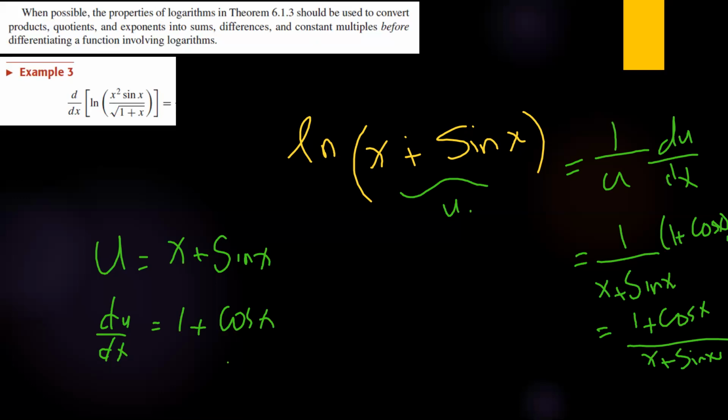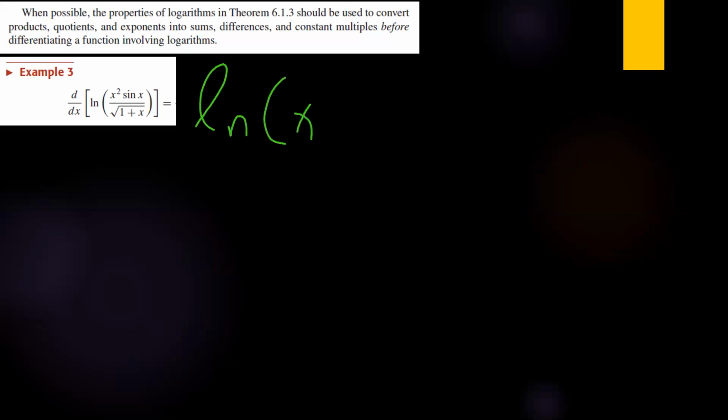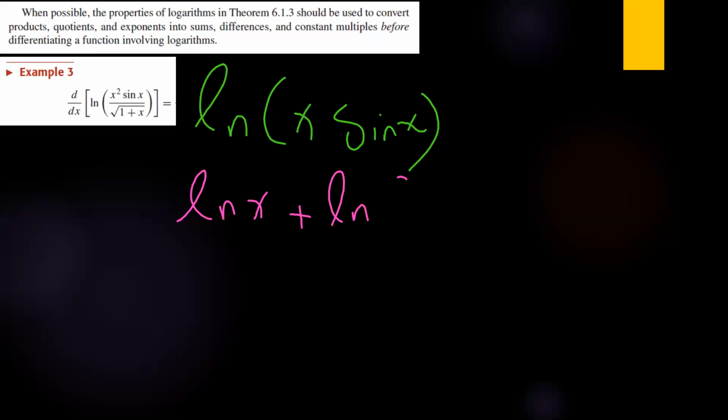So if inside the ln we have two terms that are added or subtracted, don't expand it, just use the u assumption. Now what you have to do if they are multiplied, such as if we have ln of x sine x, here they are multiplied. So here you have to convert it to a summation. So it has to be ln of x plus ln of sine x.